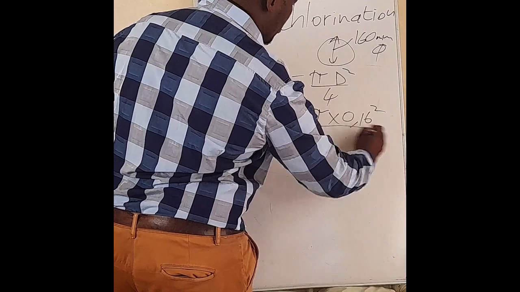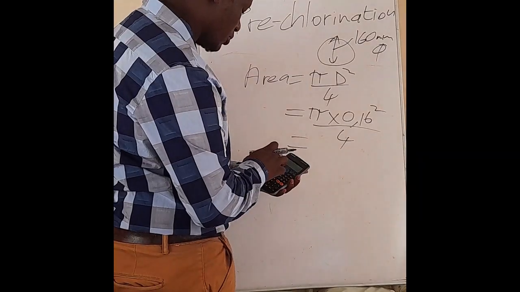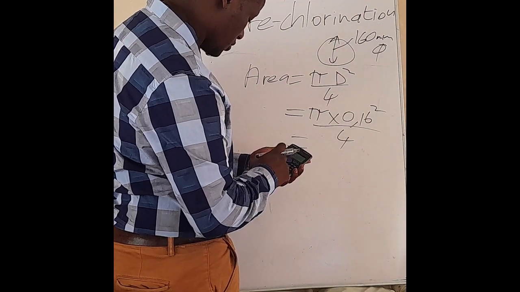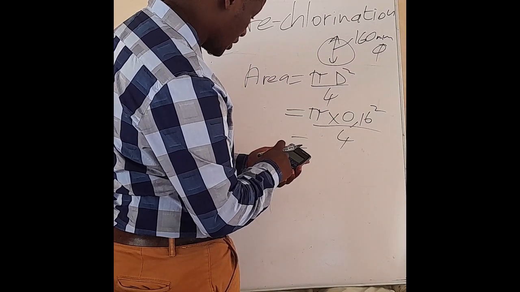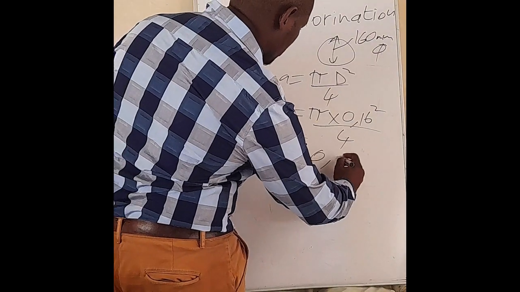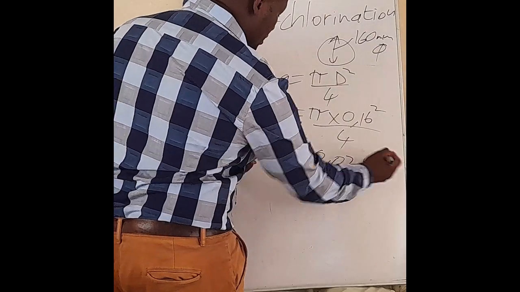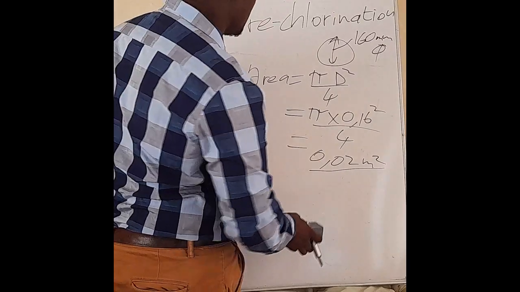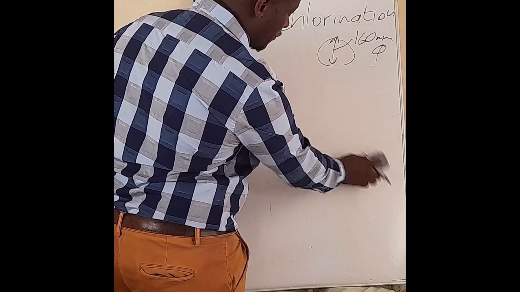So we square that up and we divide that by 4, and we take our calculator, punch that in, and check how much we actually get. Pi multiplied by 0.16 squared divided by 4 comes out to 0.02 meter squared. Okay, so that is our area in a nutshell. So we'll then take that area and it will help us in getting our flow rate.